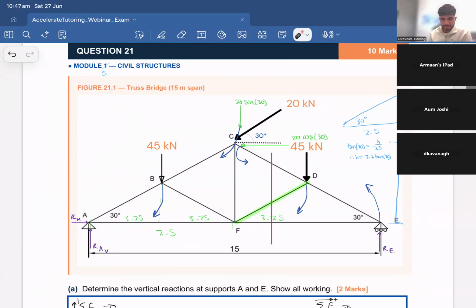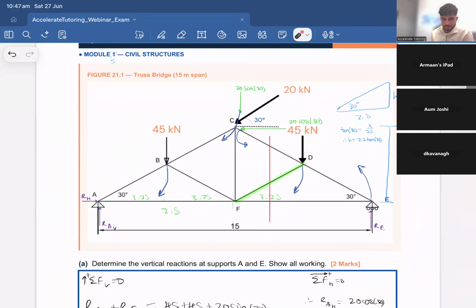Which one should we take? Right, excellent. Why would we take the right-hand side? It's a pretty straightforward answer. The simple thing is, when you make your section, just count how many forces. Yeah, exactly. Less forces to calculate. Simply calculate how many forces are there on either side.